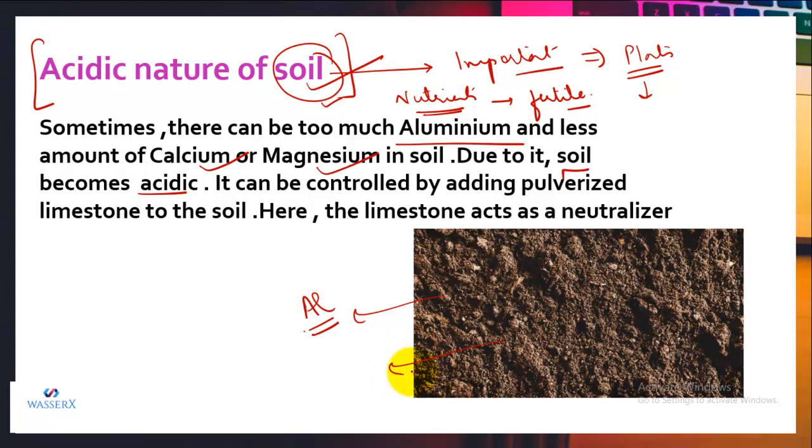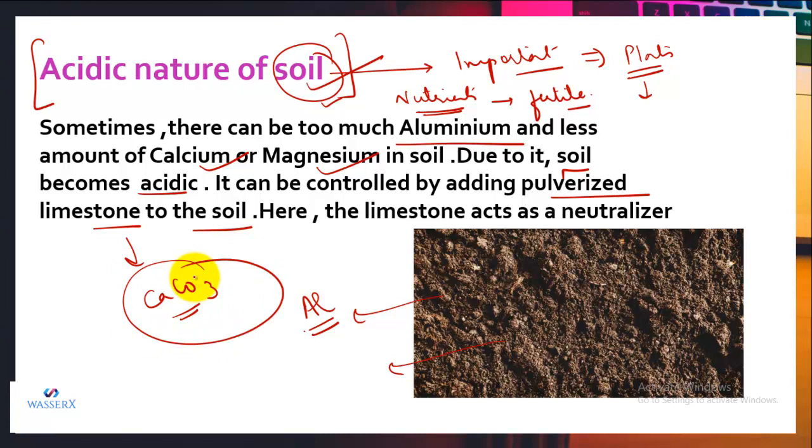So, how do we remove that? It can be controlled by adding pulverized, that is, powdered, limestone to the soil. You know that limestone is CaCO3. So, if you add this pulverized calcium carbonate to the soil, it acts as a neutralizer and it retains the original chemical nature of the soil, and excess acidity is controlled.